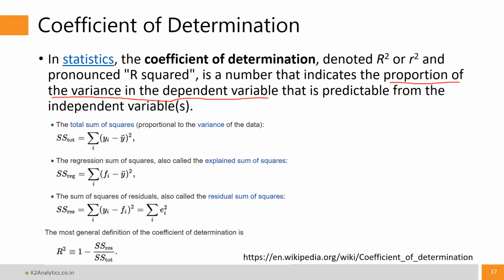Dispersion. Variance is a measure of dispersion. Proportion of the variance in the dependent variable. Now, which variable is dependent in our case? Dependent variable, expense.